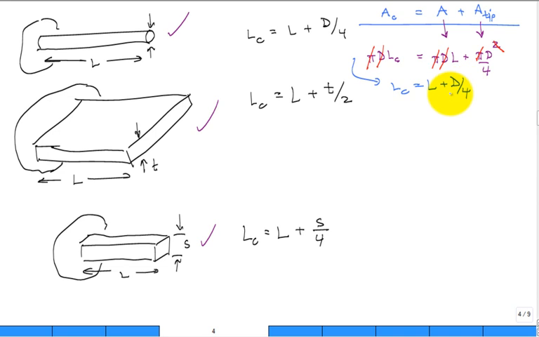Make sense? Let's do it again. Let's do it now for this rectangle. So we want some equation using a corrected length, which is basically going to be, let's do this. What is the here?